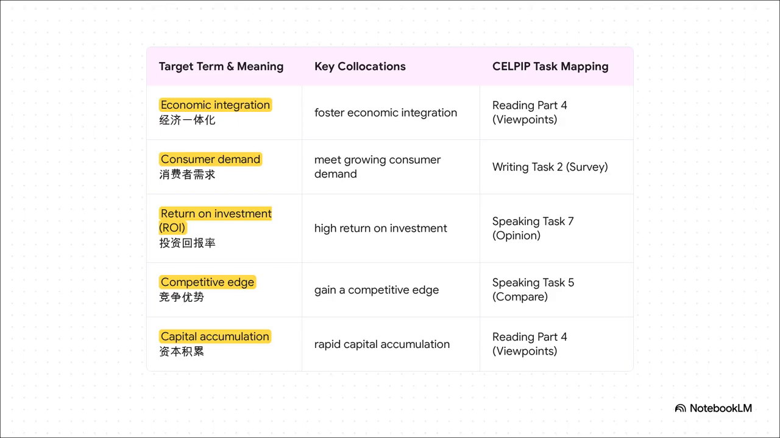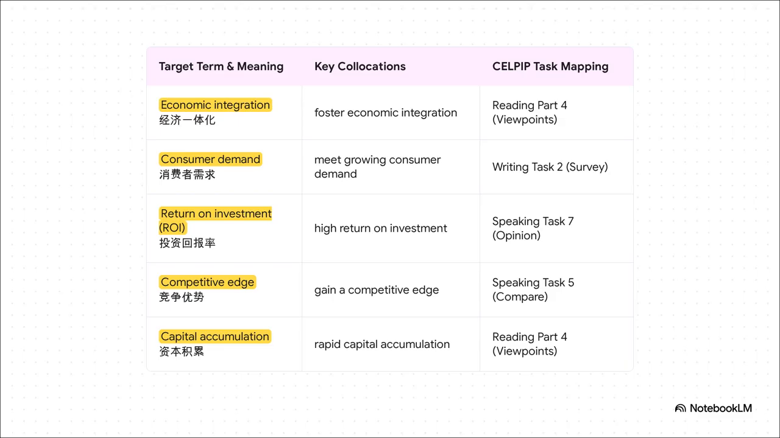Return on investment, 投资回报率. Defend financial decisions in Speaking Task 7 by pointing out they offer a high return on investment. Moving on, competitive edge. Competitive edge, 竞争优势. This high ROI helps local businesses gain a competitive edge, which is an absolute game changer for Task 5 comparisons.